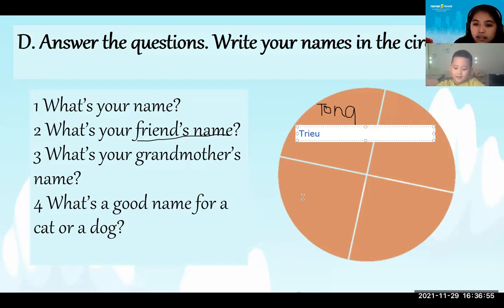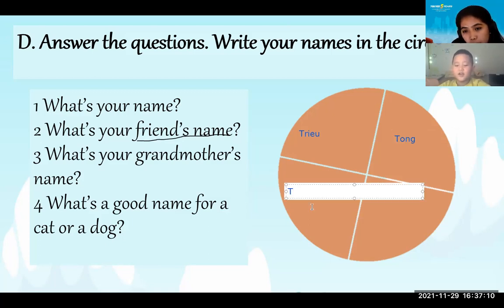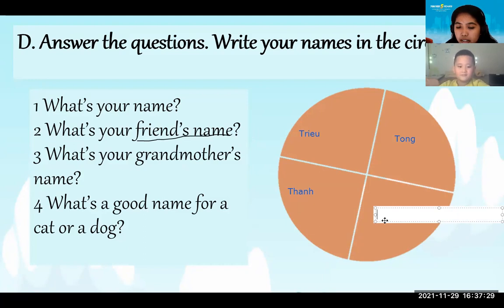What's your grandmother's name? Tan. Wait for a while. What's your grandmother's name? T-H-I-N-H. Tan? Yes! Okay. So what's a good name for a cat or a dog? I don't know. Okay, so let's name this one as Max.